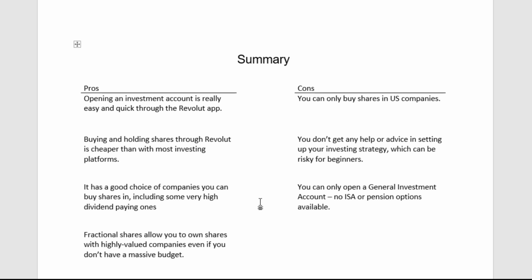So to sum up, it's really easy to open a Revolut account. Buying and holding shares with Revolut is much cheaper than I have found it to be with other investment brokers. It offers a good choice of companies, even ones with very high dividend paying companies, which will be very beneficial for the strategy that we are going to implement. Fourthly, they are allowing for fractional shares, meaning that you don't have to have a ton of wealth in order to get started.